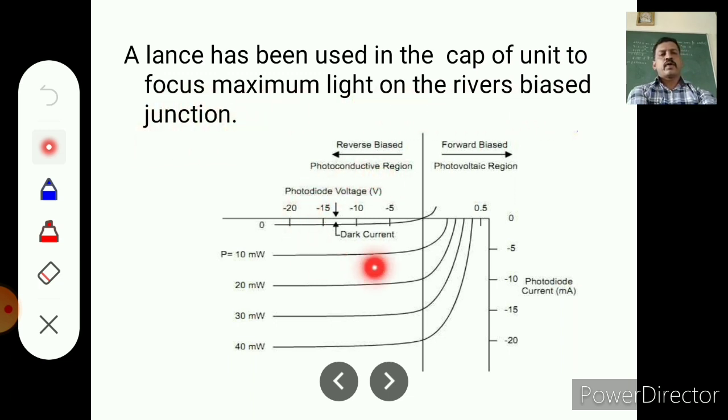Without any light, the current which we get from the photocell is known as dark current. So when no light is incident on the photocell, the current we observe in reverse bias is known as dark current. It is operated in reverse bias condition, and when light of different power, that is 10 milliwatt, 20 milliwatt, 30 milliwatt, 40 milliwatt, is illuminated on it, we observe that the current increases from 0 onward.